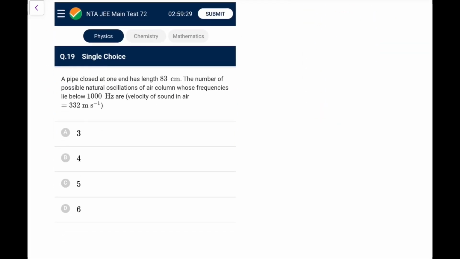A pipe closed at one end has a length 83. The number of possible natural frequencies of the air column whose frequencies are below 1000 hertz are? Okay, because it is closed, the available frequencies that I can write are (2n+1) v by 4L. So first of all, what is this v by 4L? This v by 4L would be 332 upon 4 into L. So L can be varied.